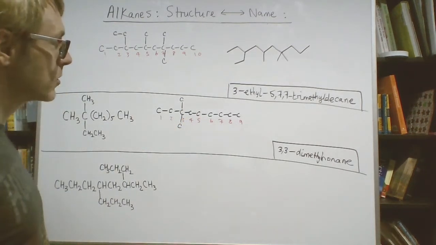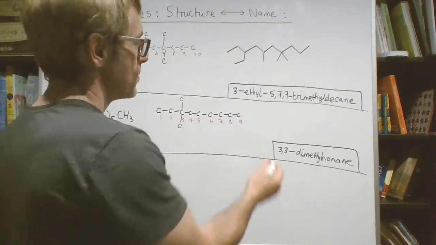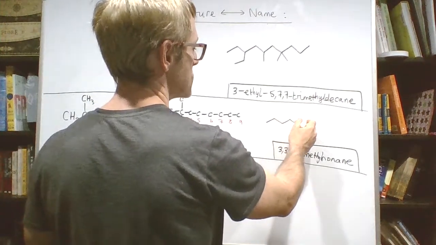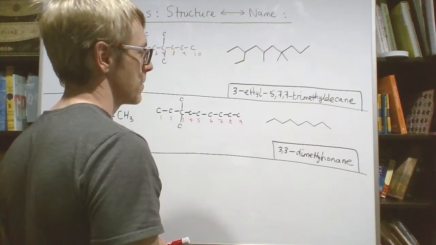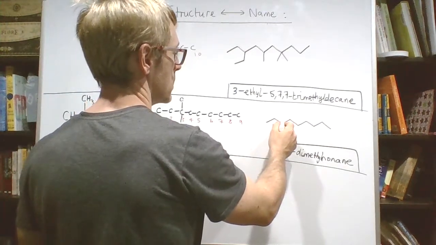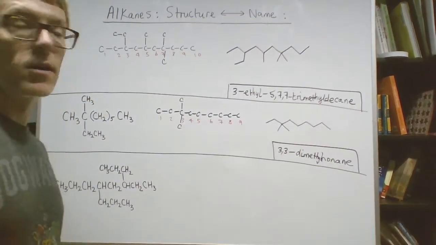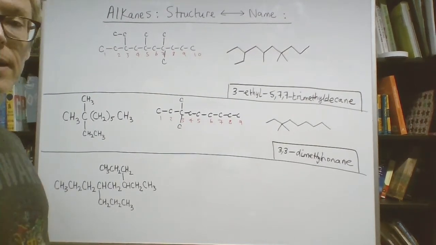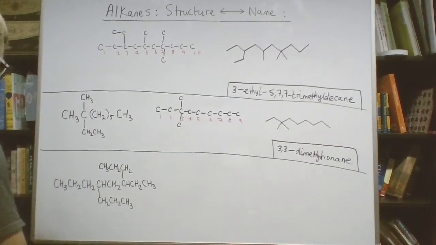So that's how you do it. And let's write the skeletal. So you've got 2, 3, 4, 5, 6, 7, 8, 9. There's our 9 carbons. And on carbon 3, you have 2 methyls. So that would be the skeletal structure of 3,3-dimethyl nonane. And finally, just tilt this down a bit, let's go for the last structure.